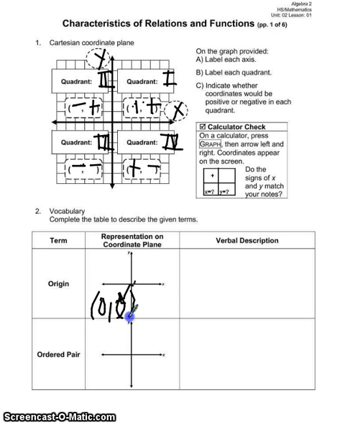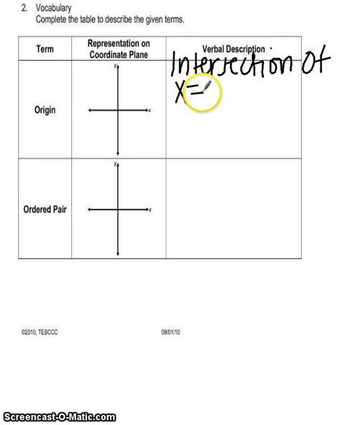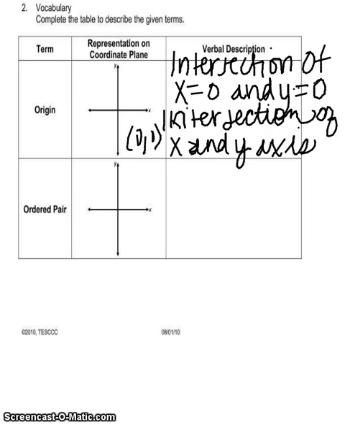And under the verbal description, I want you to write, for the first dot, it's going to say intersection of the x equals 0 and y equals 0. So I have the intersection of the x equals 0 and y equals 0. Next, I want you to write intersection of x and y axis. And the last one is that it is the point 0, 0. So you should have 3 verbal descriptions under origin.